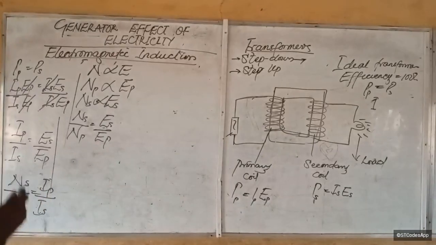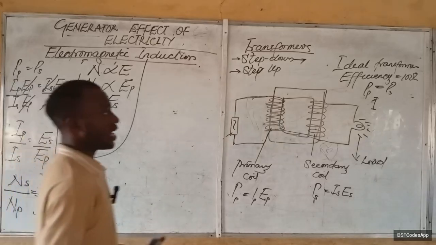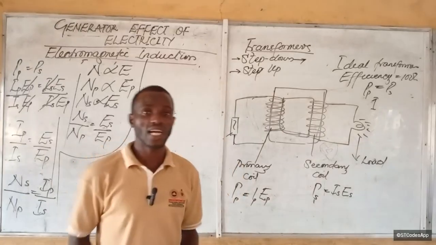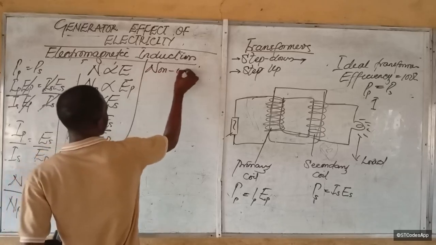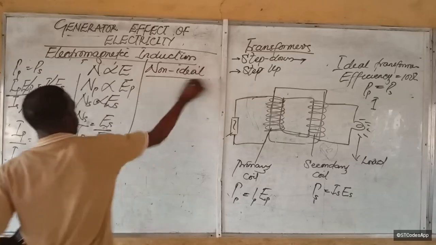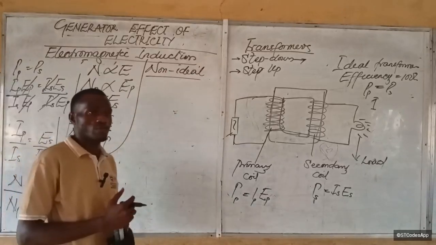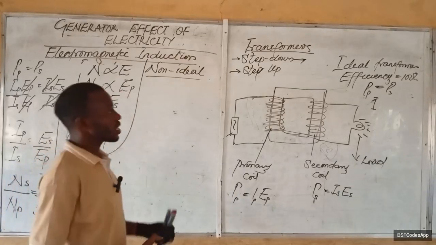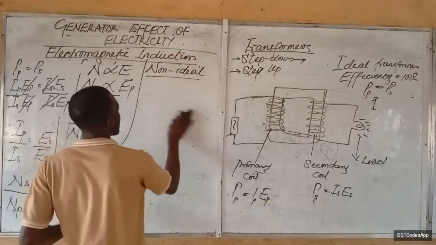So this is the case for an ideal transformer. But for a natural, or non-ideal transformer, which is a transformer that we all use, the efficiency is not always 100%, because, come to think of it, it's a machine. So no machine is 100% efficient.